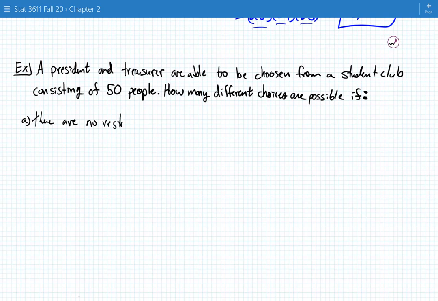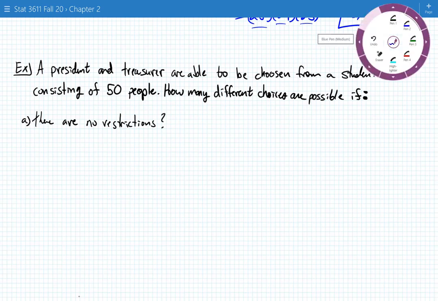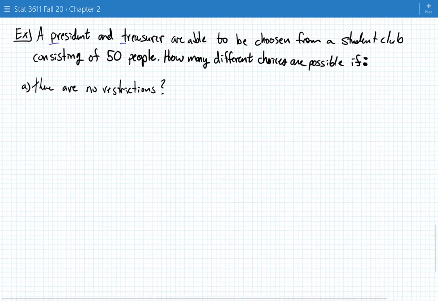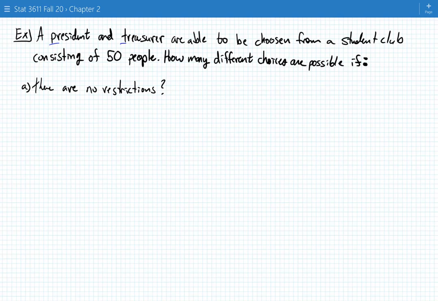I.e., if there are no restrictions. And then we'll start doing some more complicated scenarios. How many choices are possible if there are no restrictions? You're going to choose a president and a treasurer from 50 people. This is assuming, obviously, that one cannot be president and treasurer.